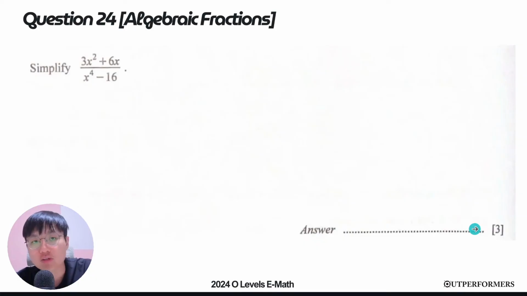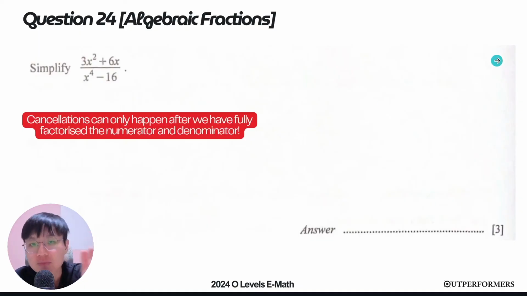Question 24 is on algebraic fractions. Okay, and one thing about algebraic fractions over here is also looking at how to simplify them, right? So every time we look at algebraic fractions, the first thinking is that, oh, can I cancel things? Will I be able to reduce it much more? But here's the thing, one very important thing before you start cancellation is that it can only happen when we have fully factorized the numerator and denominator.